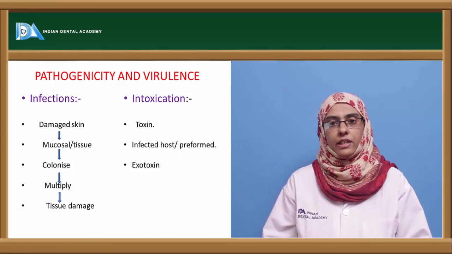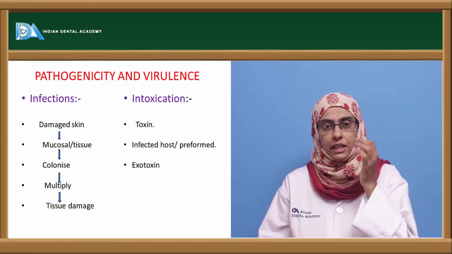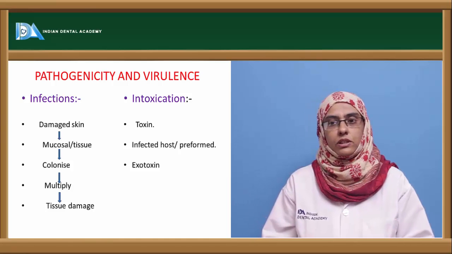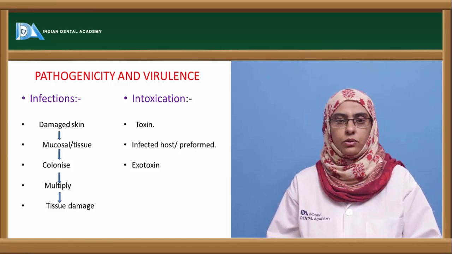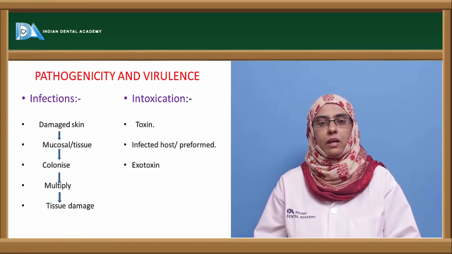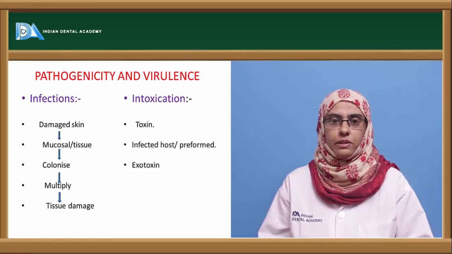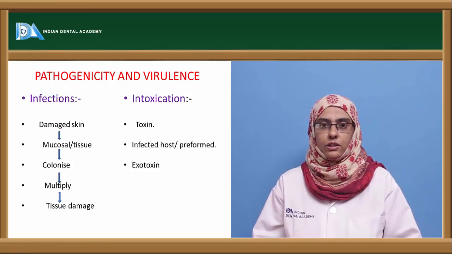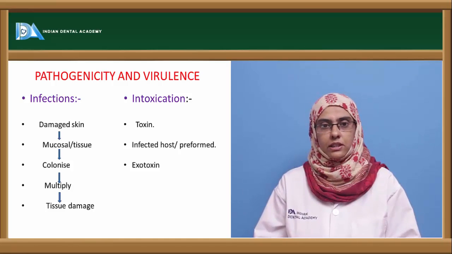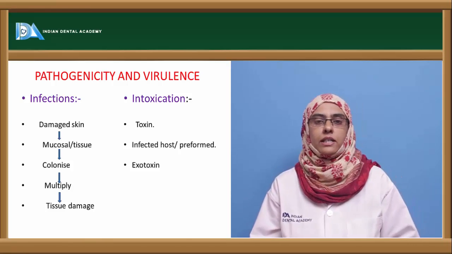So coming to the infection, here the organism gains access to the human body. They usually enter via the damaged skin, they attach to the mucosal or the skin surface tissues or the proteins, and they colonize, they evade host defense mechanisms, and they multiply and ultimately cause tissue damage. That is nothing but the infection. So it is only after evading the host's immune response that they are able to cause the disease. So when the organism is multiplying causing tissue damage, it is called an infection.